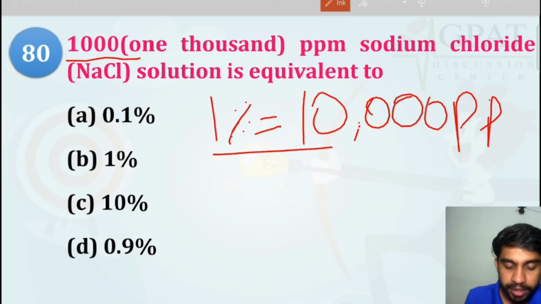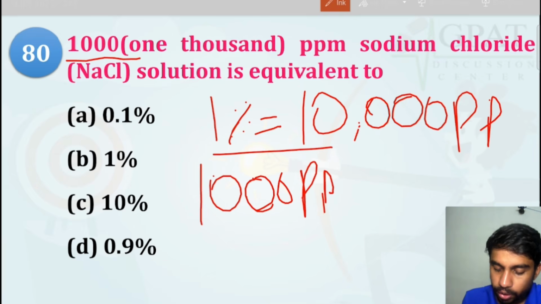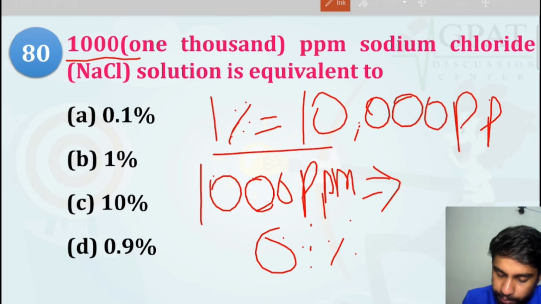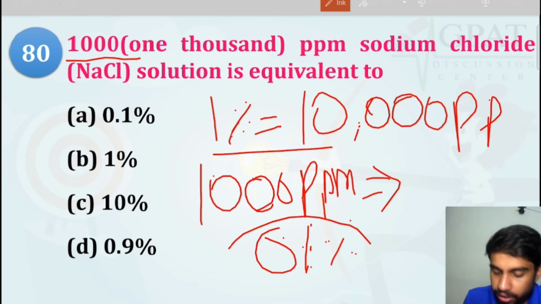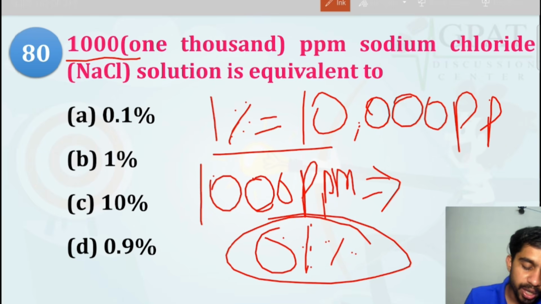Now if you talk about here, 1000 ppm. 1000 ppm will come under which category? 1000 ppm will be 0.1% of this. So the correct answer for this question will be 0.1%.